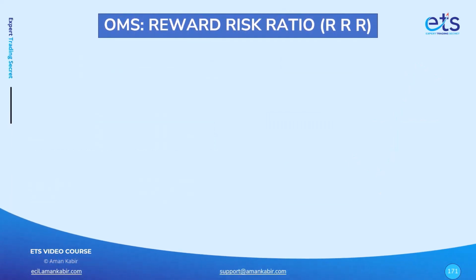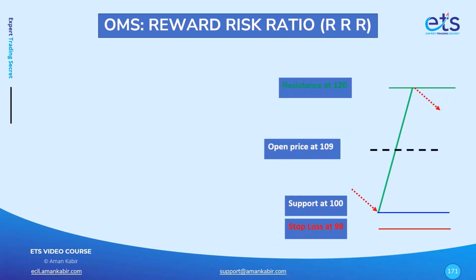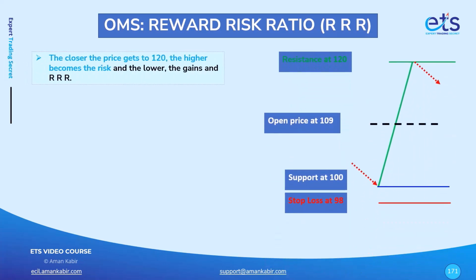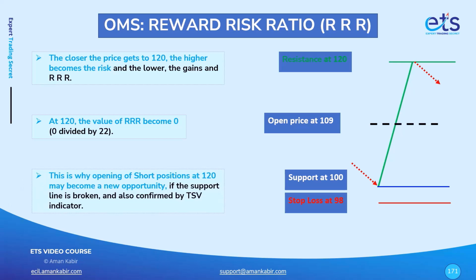OMS. Reward Risk Ratio, RRR. The closer the price gets to 120, the higher becomes the risk and the lower the gains in RRR. At 120, the value of RRR becomes 0 divided by 22. This is why opening of short positions at 120 may become a new opportunity if the support line is broken and also confirmed by TSV indicator.